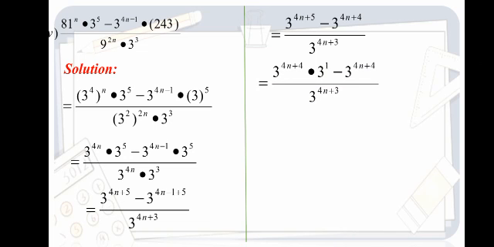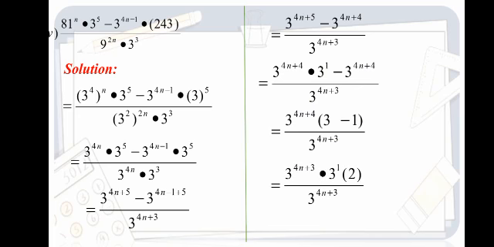Now split the terms in the form that it can be reduced. 3 raised to power 4n plus 5 can be written as 3 raised to power 4n plus 4 into 3 raised to power 1, minus 3 raised to power 4n plus 4, over 3 raised to power 4n plus 3. Here in the numerator 3 raised to power 4n plus 4 is common. So the remaining term will be 3 minus 1 over 3 raised to power 4n plus 3. Now 3 raised to power 4n plus 4 is split in the form that it can become 3 raised to power 4n plus 3, that is in the denominator.